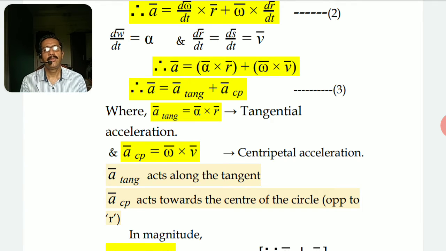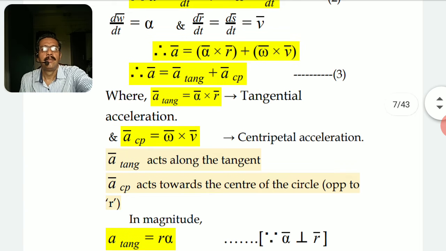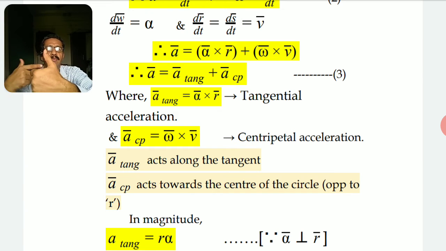where if you try to consider the directions of alpha and r, if a particle is performing circular motion like this and the direction of omega is here, even alpha is considered here, the vector radius will be pointing in the plane. So alpha and r are perpendicular to each other, so its magnitude will be only r into alpha, whereas omega cross v, omega always points in the upward direction, the direction of velocity will be here or here or here, so even omega and v are perpendicular to each other.